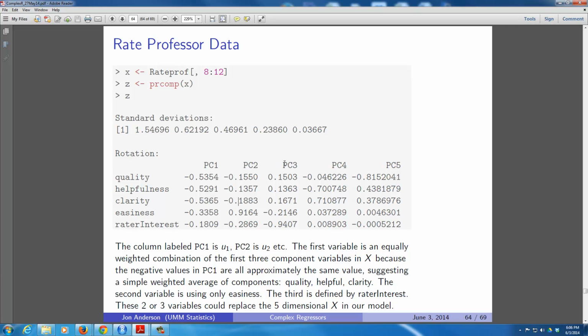The third variable, Z3, is really the how interested is the user variable. And these would be the 3 variables we would use in a new model. These first 3 variables would be the ones we would use instead of the entire collection of 5.